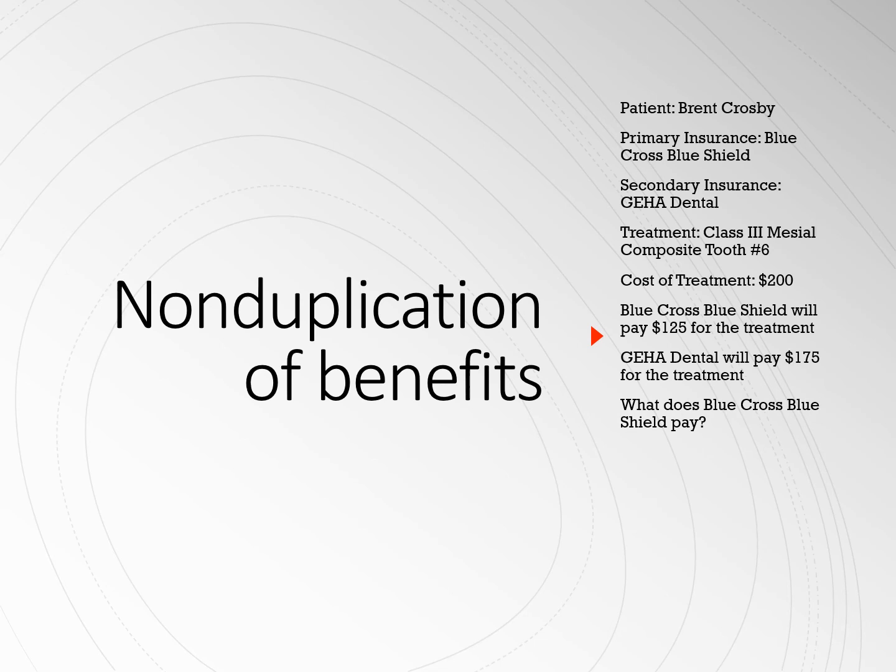So what does Blue Cross Blue Shield pay? They pay $125. What does GEHA pay? They're going to pay $50, for a total of $175, because they will only pay up to the highest amount allowed by either of the two insurance carriers.